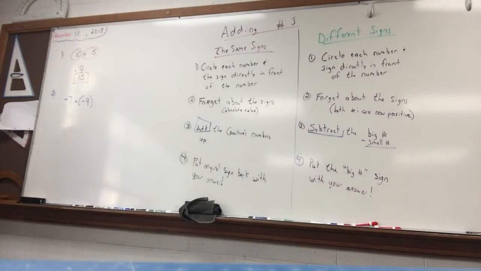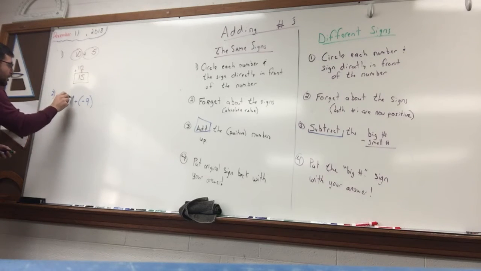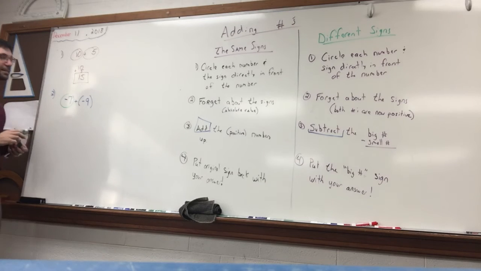-7 plus -9. What's the sign with my 7? Negative. So I'm circling the number and the sign. What's the next thing I'm going to circle? What will be the next thing that I need to circle? Come on, I need some more hands than one. Trevor? The plus sign and the negative 9.